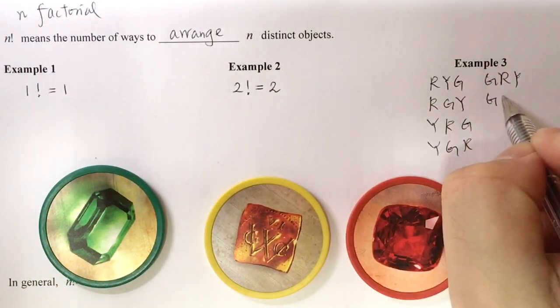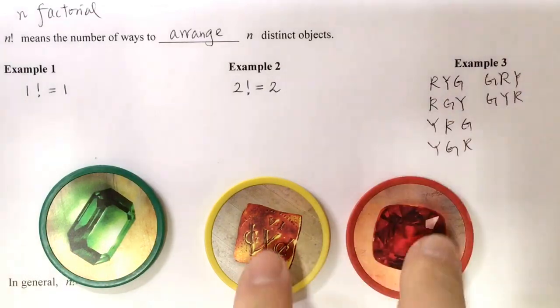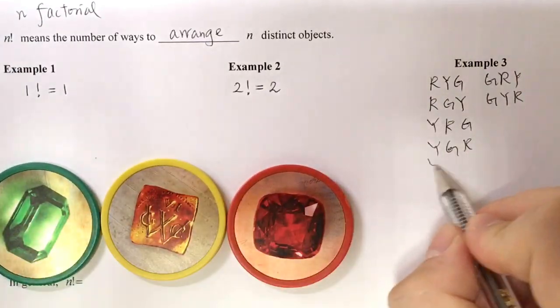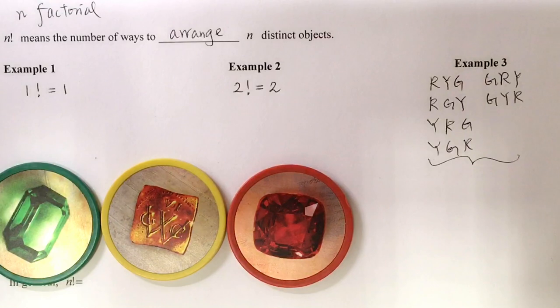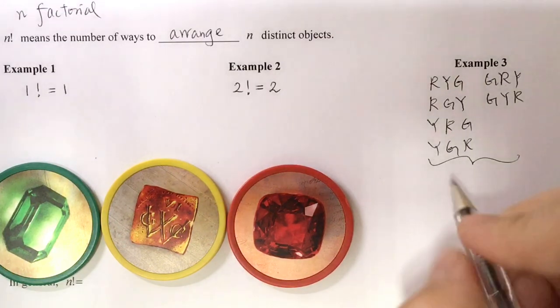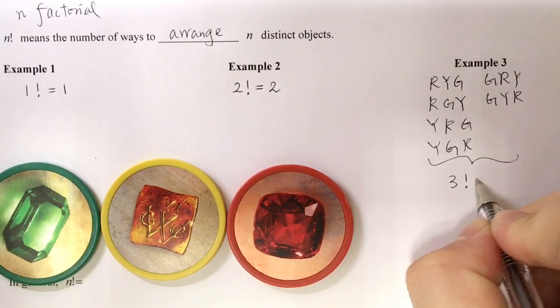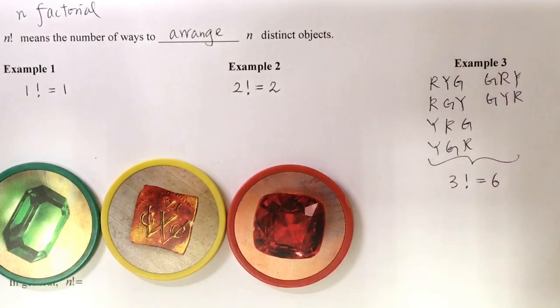So there are a total of 6 different ways to arrange these 3 objects. So we have 3 factorial equals 6.